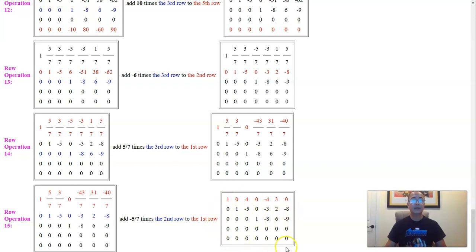So as you can see, this matrix is now the final REF. All rows of zeros are found at the bottom of the matrix. The first non-zero entry in each row is a 1, which we call our leading one, and every entry above and below our leading one is a 0.